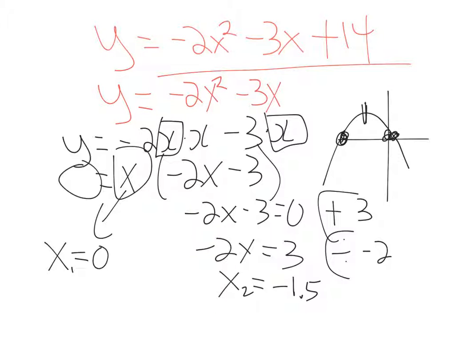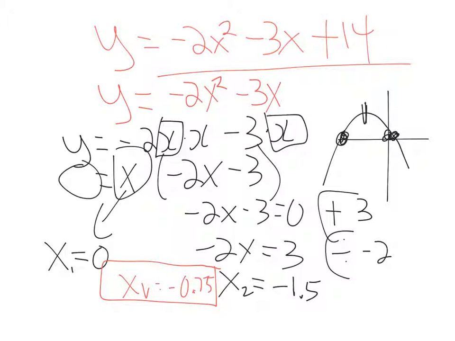Okay, and now I need to get the middle. So the x value of the vertex for that is, there's negative 1.5, there's 0, so I have to take negative 1.5 and divide it by 2. So the xv is negative 0.75. Okay, negative 0.75. That's the x value of the vertex.